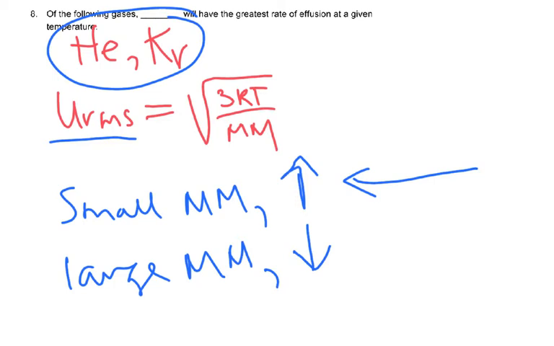And you guys should know that helium is the second element on the periodic table, so it's going to have a lower molar mass than krypton. We don't even need to look at the periodic table to know that. So helium will have the greatest rate of effusion at any particular temperature.